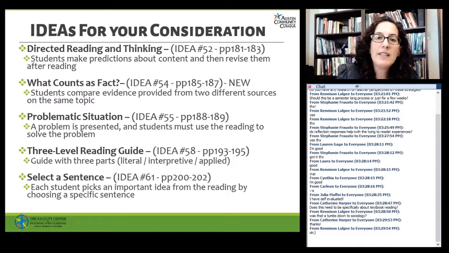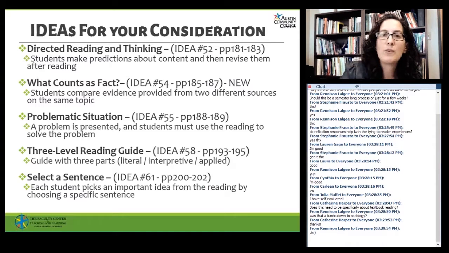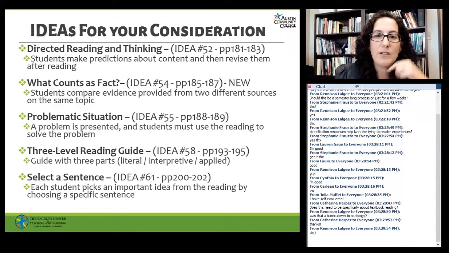First, directed reading and thinking. Students are challenged to make a prediction about the reading before they read it, and then after they read, they have to revise their prediction with what they actually learned. That's an example of an active reading document, Michael, so it might be a good one for you. Here's what I was talking about: any of those areas where you rated yourself more as a 0, these are the things where we can talk about ways to support that. So that's directed reading and thinking.